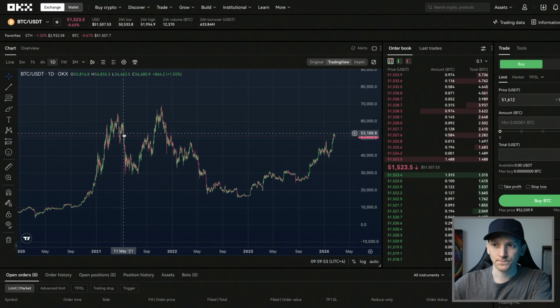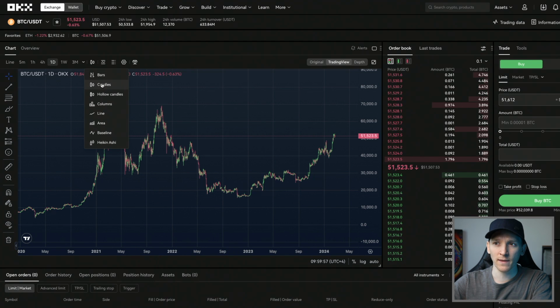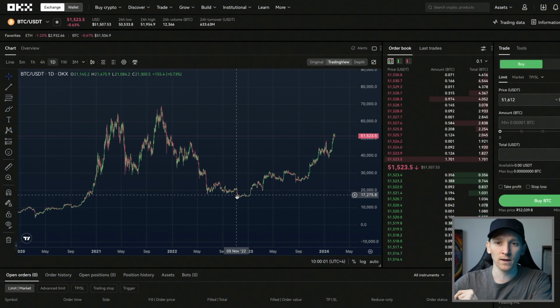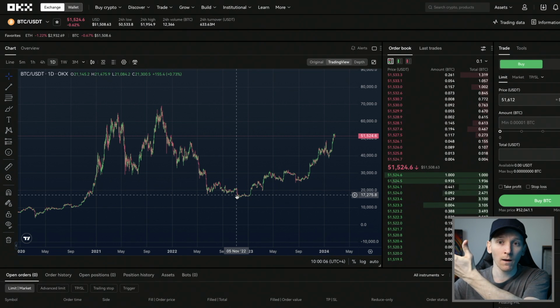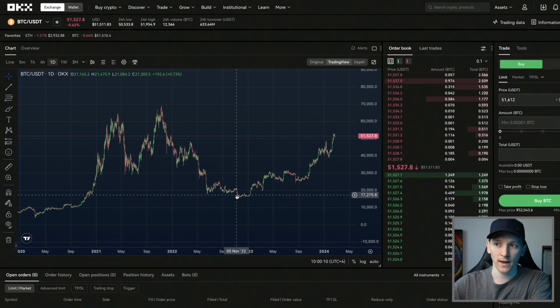On OKX, you can see here I'm on the day chart. I'm using candlesticks, so I recommend that. If you don't know what candlesticks are, I'll leave some videos below. But essentially, each candlestick is a time frame, and green is up, so the price moved up during that time frame. Red, the price moved down during that time frame.